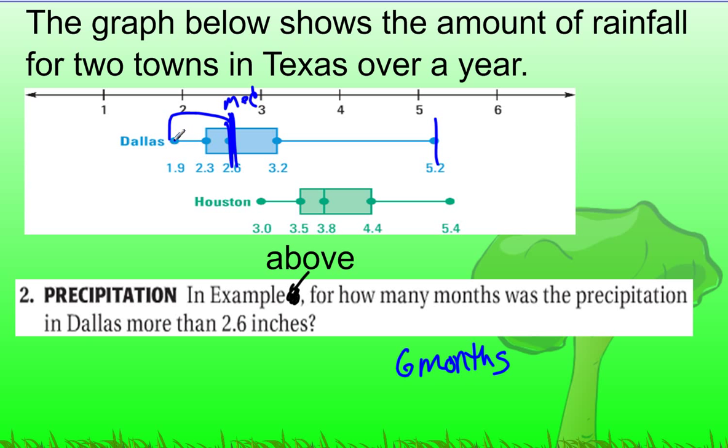Also, if you think about it this way, 3 months, 3 months, 3 months, 3 months. So each section of the graph is 25% of the data. It's 3 months worth. So those 3 months had between 1.9 and 2.3 inches of rain. Those 3 months had that much rain, and those 3 months had that much rain. So it was a total of 6 months that had more than 2.6 inches of rain.